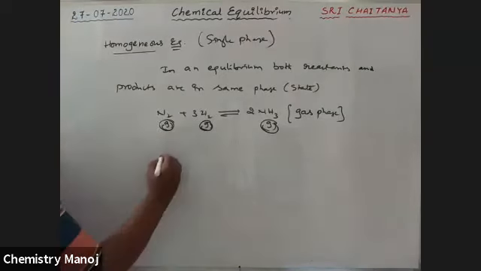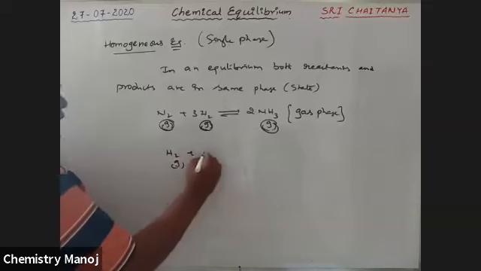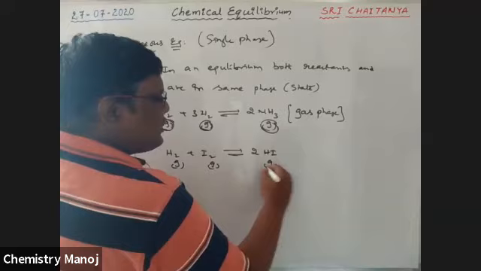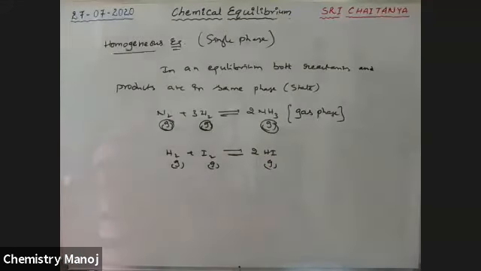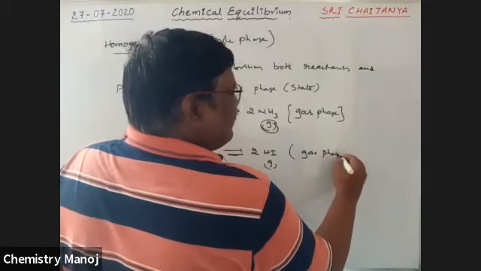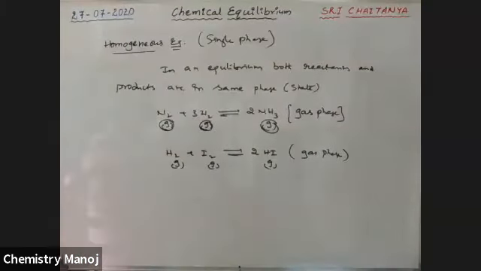Next, once again, H2 gas plus I2 gas is reversible with 2HI gas, which is also a gas phase equilibrium. All are in gaseous state, but chemically different.